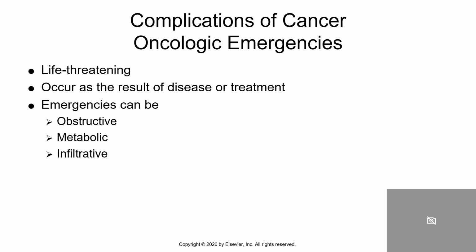Metabolic emergencies can include the syndrome of inappropriate antidiuretic hormone secretion, hypercalcemia, septic shock. And then infiltrative emergencies occur when those malignant tumors infiltrate major organs or occur as a secondary to cancer therapy, such as cardiac tamponade and carotid artery rupture.